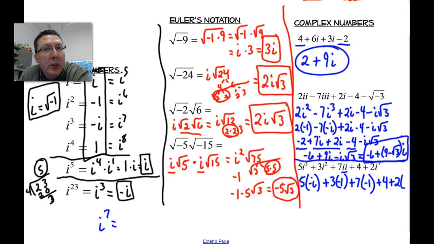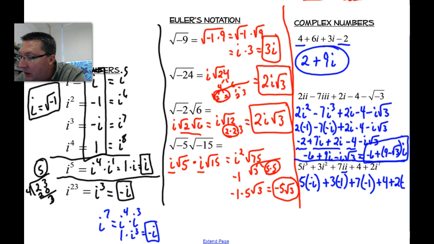I to the 7th power. How many groups of 4 can we get out of that? Well, we can get one group of 4, and how many do we have left over? Again, if I split this up, this would become i to the 4th times i to the 3rd. I to the 4th is 1 times i to the 3rd. Again, i to the 3rd is negative 1, or I'm sorry, negative i. So 1 times negative i is negative i. So i to the 7th is equal to negative i. So I replace that with a negative i.